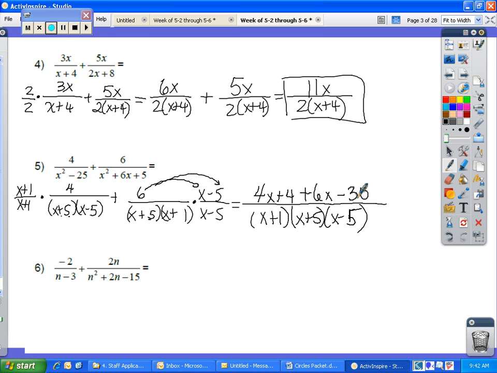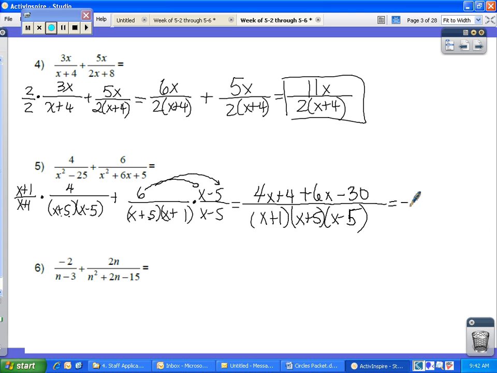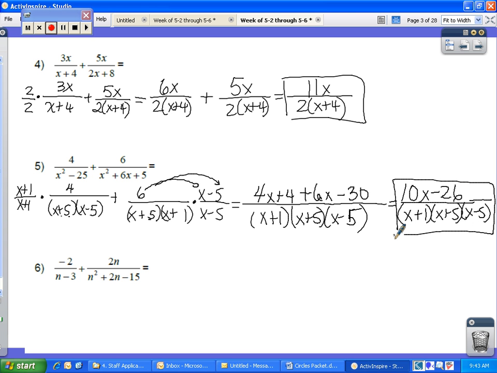So you're going to combine like terms on the top. So 4x plus 6x is 10x. 4 minus 30 is negative 26. And then your three binomials, x plus 1, x plus 5, x minus 5. And there's nothing that you could factor this into that will cross out. So that is your final answer, 10x minus 26 over the three binomials.